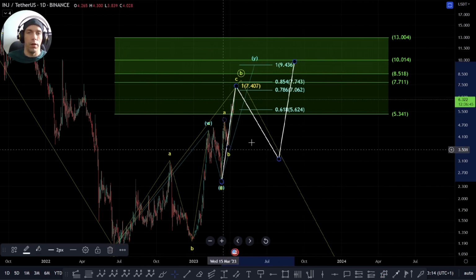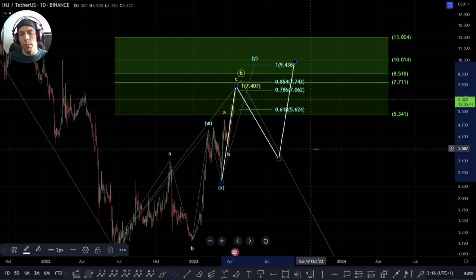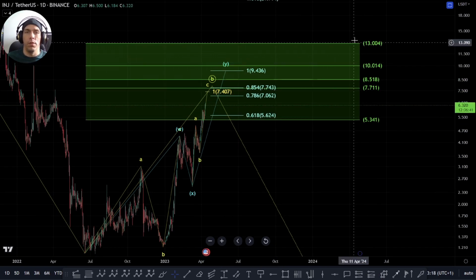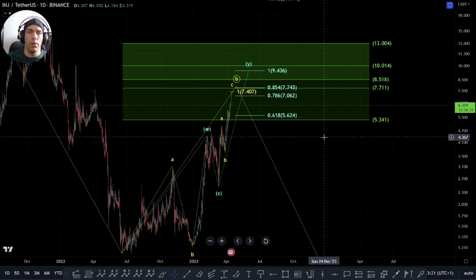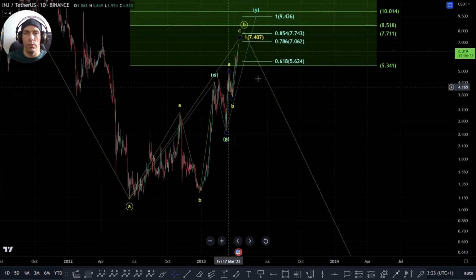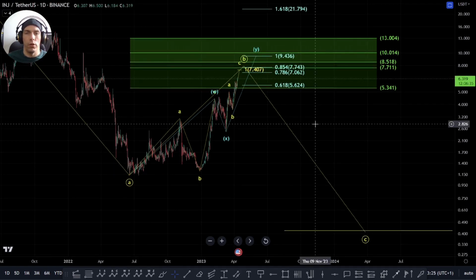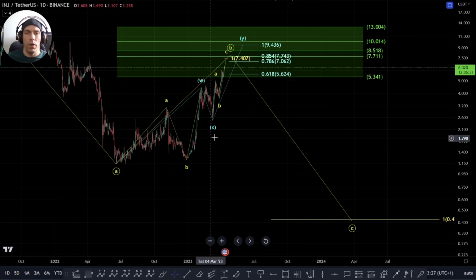So this is what I'm keeping an eye on. There is a bullish potential here, but for as long as we remain below this $13 area, we need to just be careful of that potential for further continuation to the downside. So this is the bearish scenario.